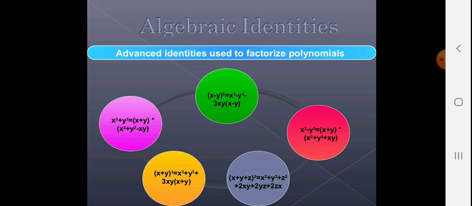Now x minus y the whole cube is x cube minus y cube minus 3xy into x minus y. x plus y the whole cube is x cube plus y cube plus 3xy into x plus y. The identity x plus y plus z the whole square is x square plus y square plus z square plus 2xy plus 2yz plus 2zx. Now please remember, I have already given the list of identities in my part 5. Kindly go through those identities which are based on our textbook exercises.